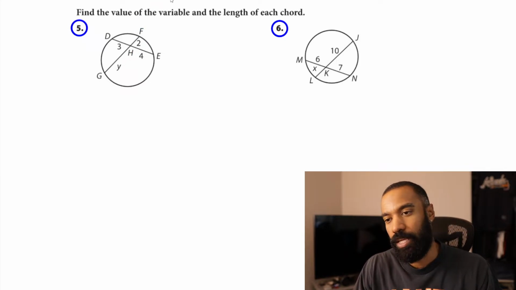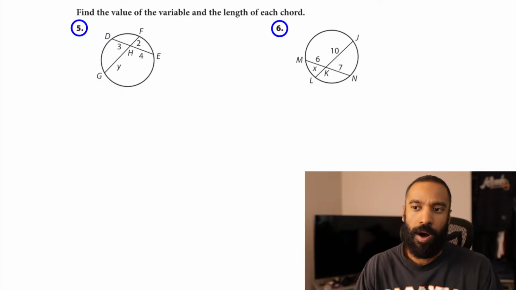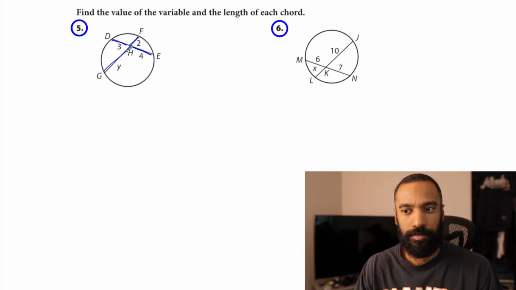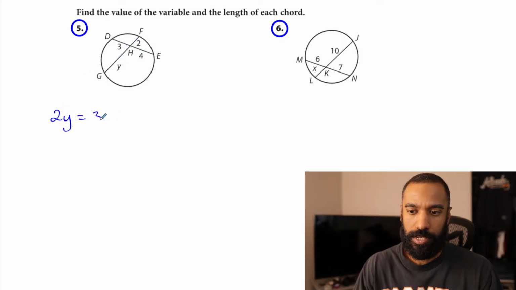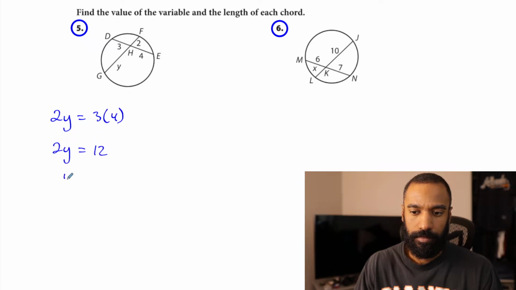So the relationship and connection here is a really simple one to use. The why, the how come, is going to be a little different. But it's going to be this: I can set this part times this part equal to this part times this part, and then solve. I can do 2 times y equals 3 times 4. And there's the value of y.